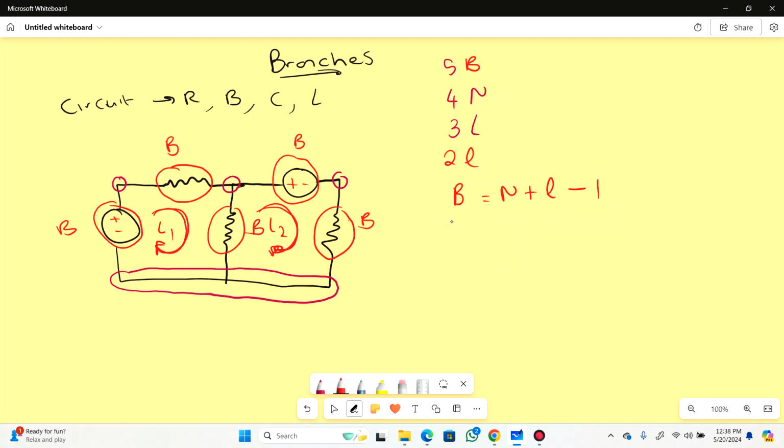So how many branches do we have? We have 5 branches. Nodes, we have 4 nodes. We have 2 loops, and minus 1. Here we have 2 minus 1 is 1, 1 plus 4 is 5. So meaning the left hand side is equal to the right hand side, so in that case it is correct, right?